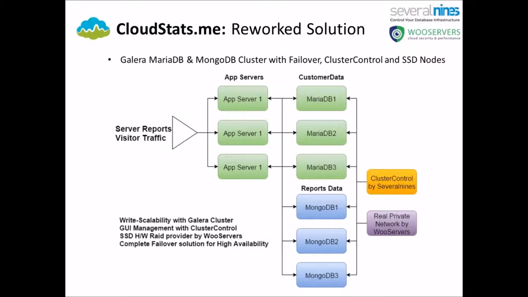This architecture allows us to have a complete failover in case of failure, either on the application server side, or on the MariaDB database side, or on the MongoDB side. So this structure allows you to have a high availability, failover setup that would let you handle a lot of traffic, and we're expecting the application to boom in the next several months. So this will allow us to scale the application easily.